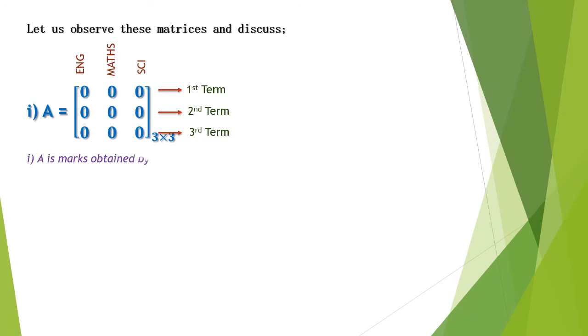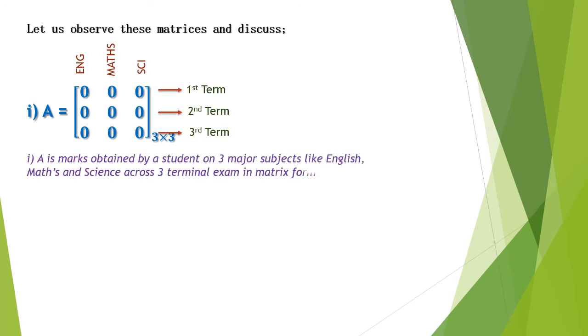So A is the matrix of marks obtained by a student in three major subjects, English, Math and Science, across three terminal examinations. And these are the marks. As the result you can see is very poor, but it is very important for us right now.